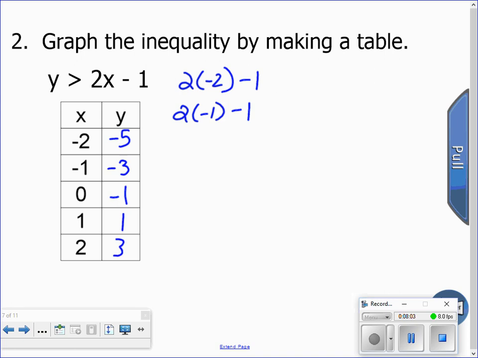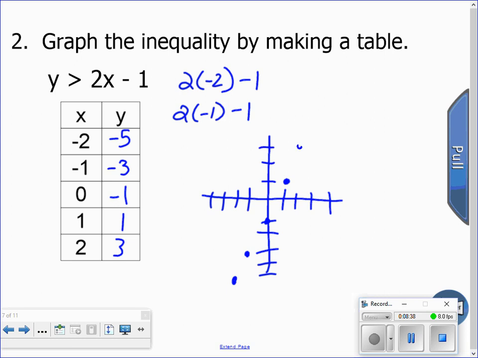So if we notice, our graph is increasing, our slope is increasing by 2, and we should see that change in our table. So if we're graphing these points, again, we've got a point at (-2, -5). My graph might not look perfect, but we just want to get a decent picture of what our graph should look like. So (0, -1). We've got a point at (1, 1). We've got a point at (2, 3). And so as I'm graphing, I want to keep that in mind.